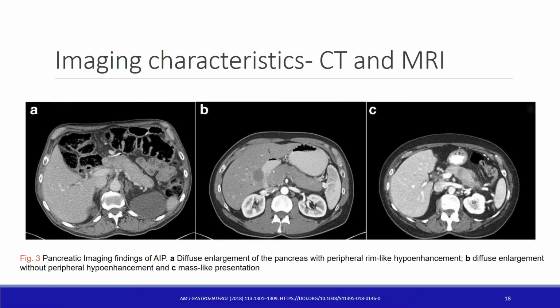So here are just 3 examples that I found in the literature of this sausage-shaped pancreas that you can see in A and B, just a diffusely enlarged pancreas. And then C does show a more focal mass-like presentation.